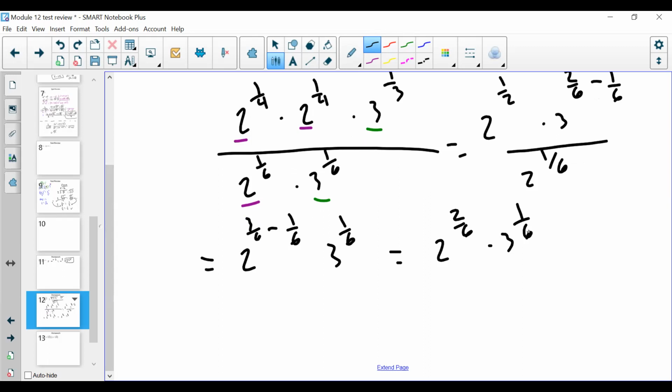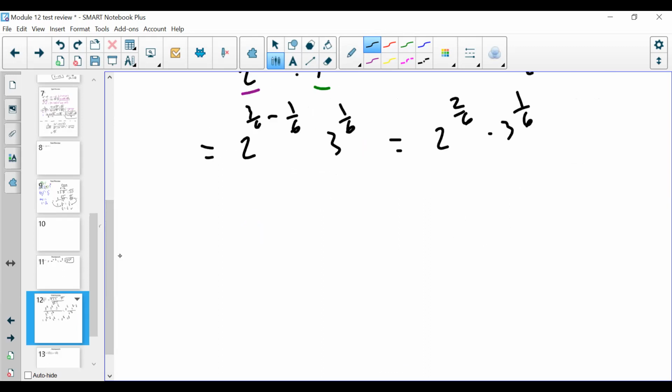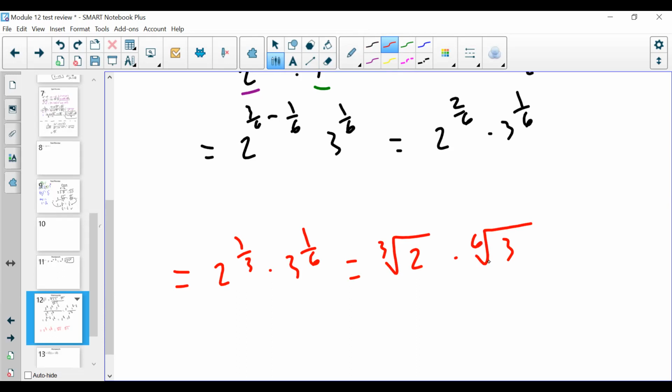Everyone with me so far? All right. And from here, I don't want to reduce this 2 over 6, because if I did, and I'll show you what happens if you do, I'll put it in red so you know not to do it. We get 2 to the 1/3 times 3 to the 1/6. And when we put it back in radical form, because that's what I want it in, we have the 3rd root of 2 times the 6th root of 3. And while this is not fully wrong, it's not a wrong answer, we don't want 2 radicals as a final answer. You're going to get points taken off for it, and it's not really the proper way to write it. You don't want 2 radicals. This is not what you want.